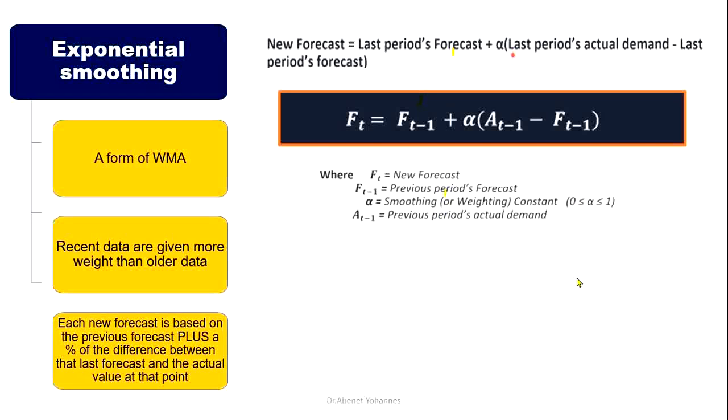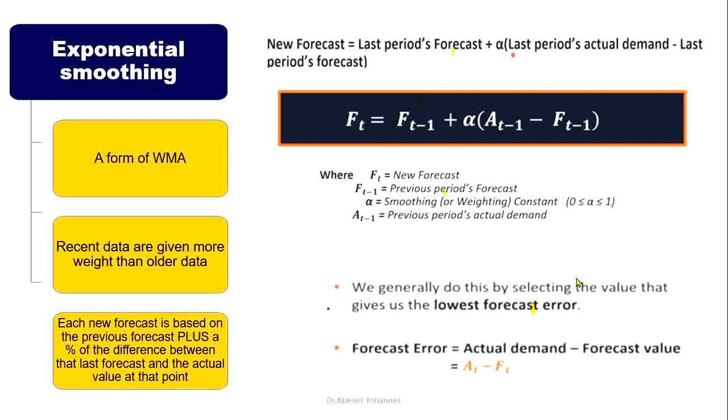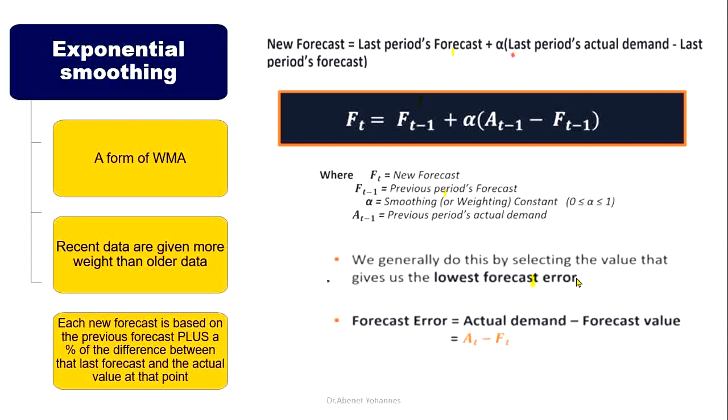ስለዚህ the simplified formula ምንድነው ማለት ነው? Ft means the new forecast for the next year. T minus 1 is the previous year's forecast. Alpha is the smoothing constant. It should be between 0 and 1. T minus 1 is the previous year's actual demand. As you can, substitute again. Forecast: we generally do this by selecting the alpha value that gives us the lowest forecast error. Forecast error is actual demand minus forecast value. It will give us the minimum forecast error.